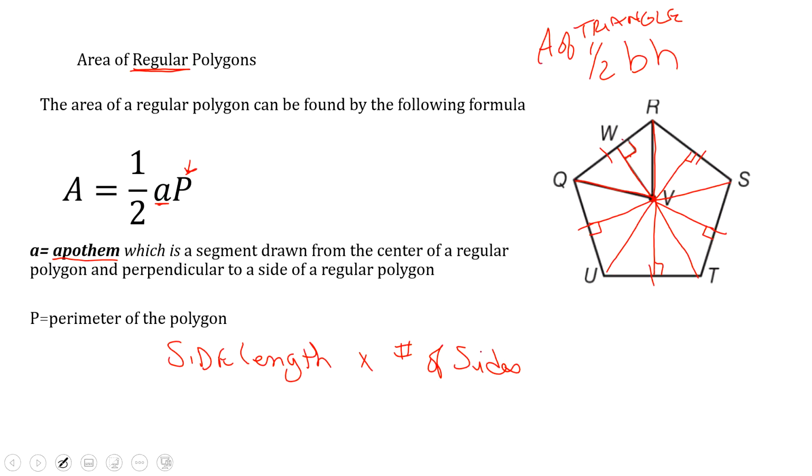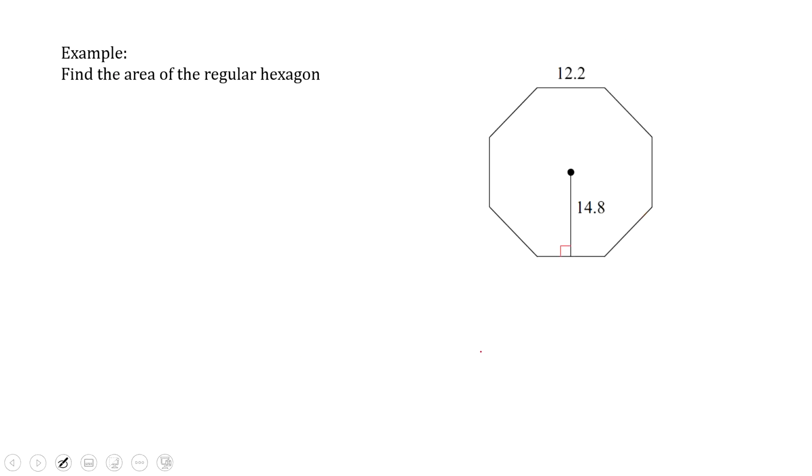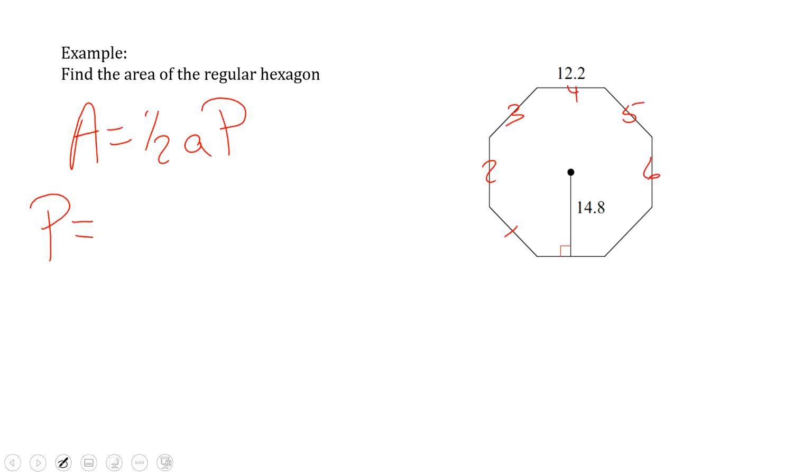Let me show you an example so you can see exactly how it works. So again, we'll write it down. Area equals 1/2 little a, the apothem, times big P, perimeter. So I gotta solve big P first. I look at my shape, count how many sides. 1, 2, 3, 4, 5, 6, 7, 8. So I have an octagon. So my perimeter is going to be 8 times the side length, 12.2. Do the quick math there. That's 97.6.